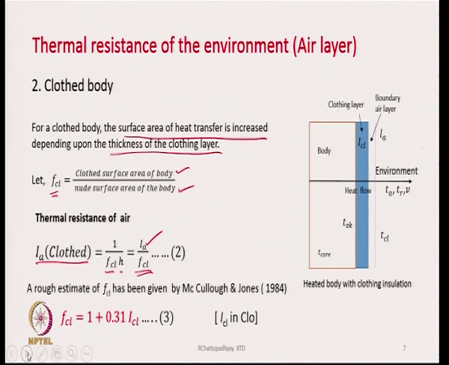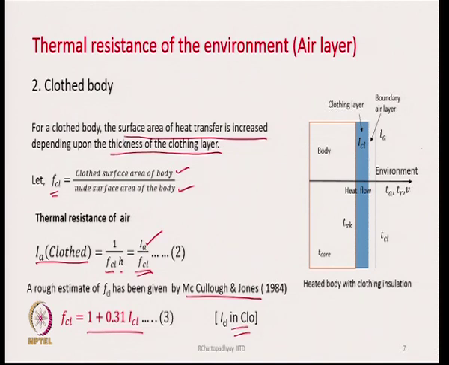And what is FCL? FCL is the ratio as has been stated earlier. The point is how to find out FCL. So, there is a formula which has been given by this researcher, and it states that FCL is 1 plus 0.31 ICL. This is an empirical relationship, that is FCL is 1 plus 0.31 ICL. ICL is the intrinsic clothing insulation. And therefore, if I know FCL, I can find out what is the I A value, the insulation value of the air when the body is clothed.